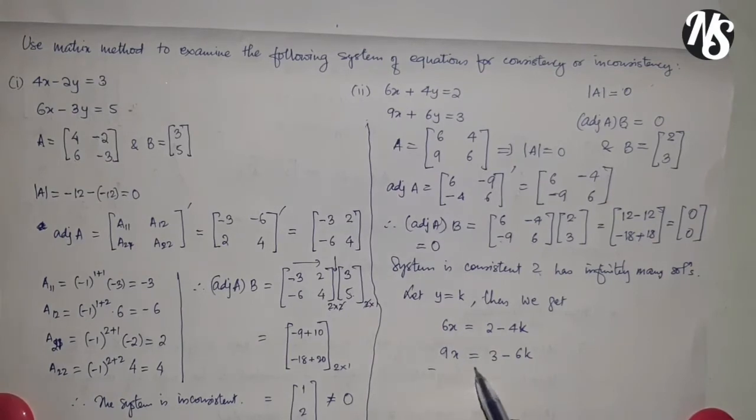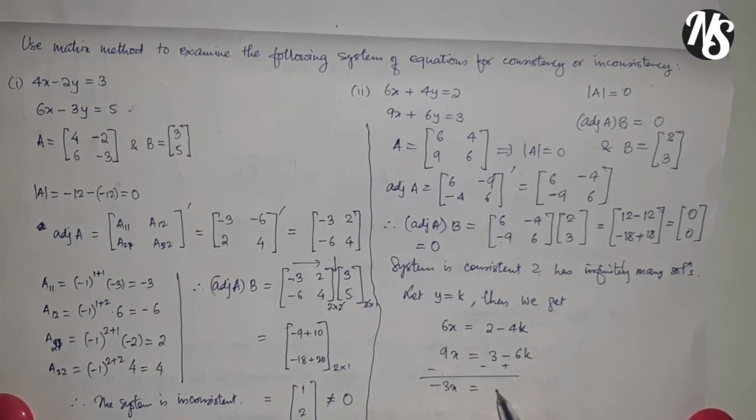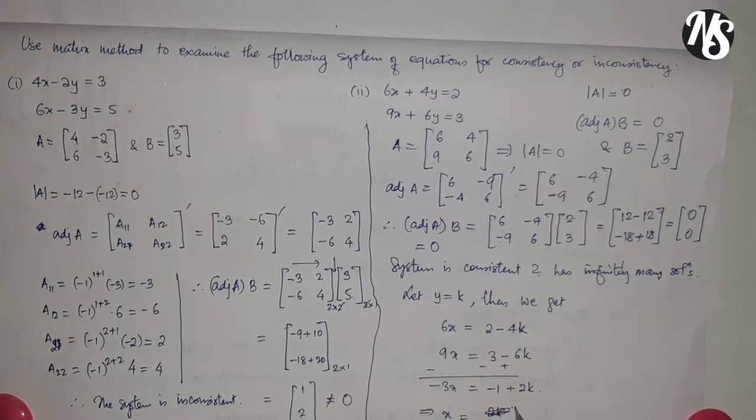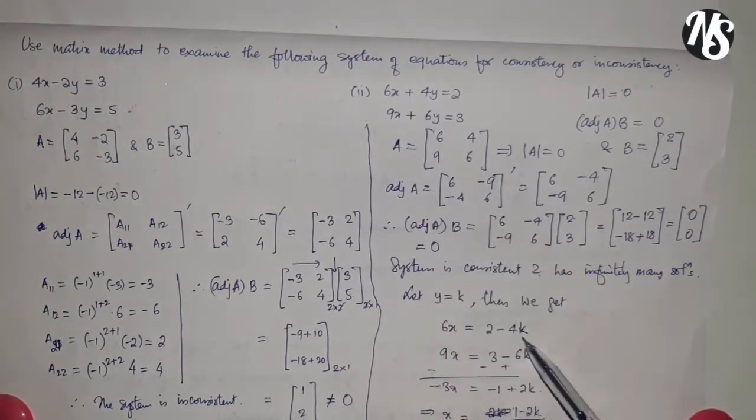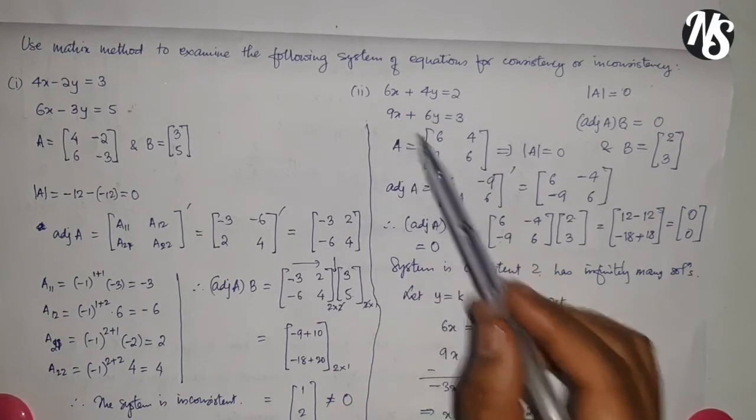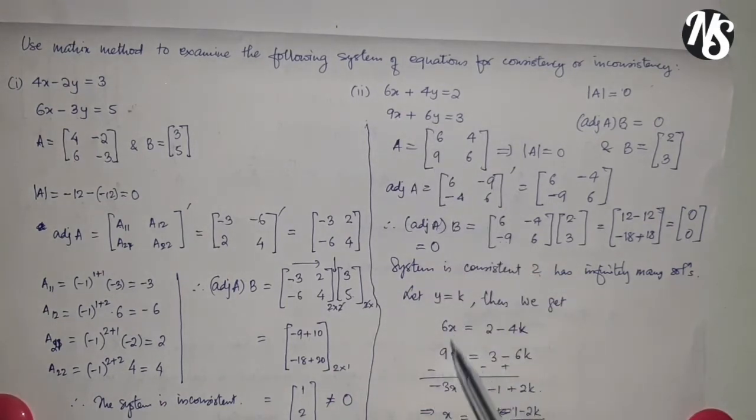Now let's subtract these two. When you subtract, you get minus 3x equal to minus 1 plus 2k. That is, we can say x is equal to, first multiplying with minus, 2k minus 1 minus 2k, and bring this 3 down there. So first you took y equal to k, substituted it here, and you get 6x equal to 2 minus 4k. Put y equal to k here, from here you get 9x equal to 3 minus 6k. Subtract, you get this much, and from here you get x equal to this much.